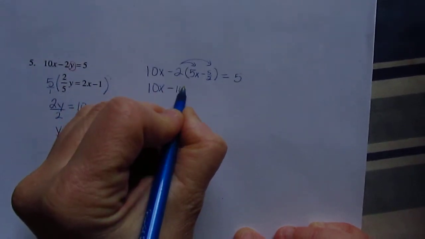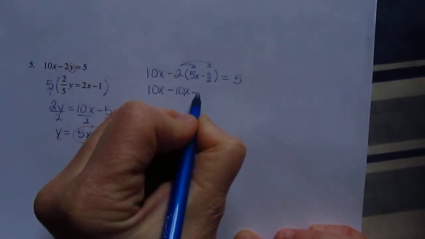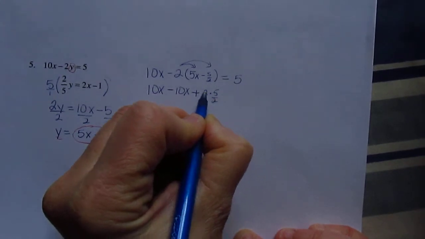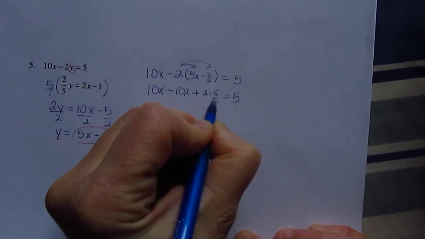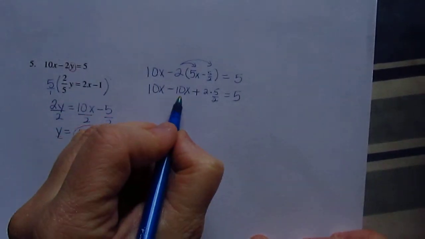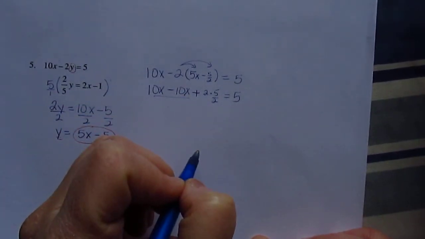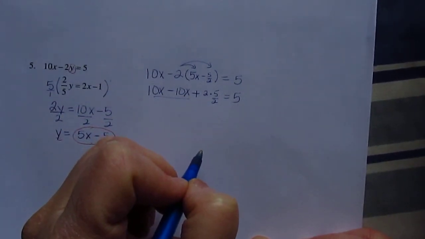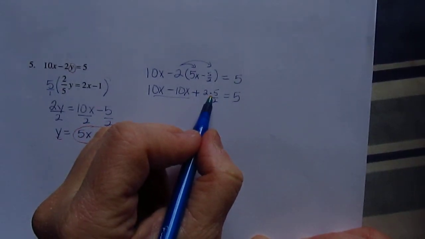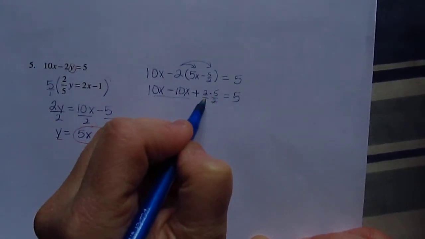Distribute. Wait, whoa, what's going on here? I know it's going to be positive. 2 times 5 over 2, those are going to cancel. That is going to reduce to 5. But here's my concern. How many x's do I have left? I don't have any x's. They drop out. So I can't solve for x. Something's going on. Is it going to end up in a true statement or a false statement?